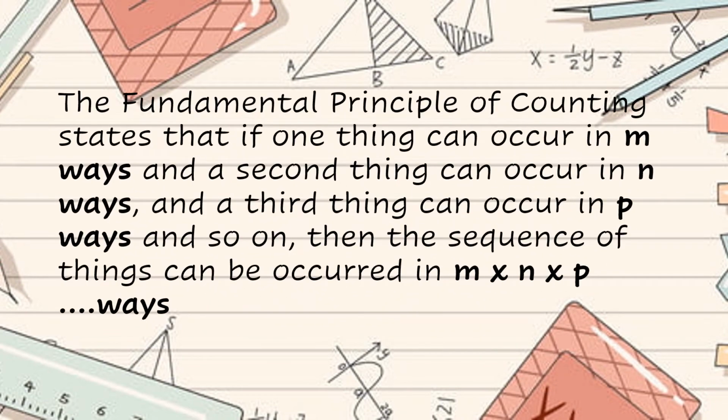Therefore, the fundamental principle of counting states that if one thing can occur in m ways, and the second thing can occur in n ways, and a third thing can occur in p ways, and so on, then the sequence of things can occur in m times n times p, and so on, ways.